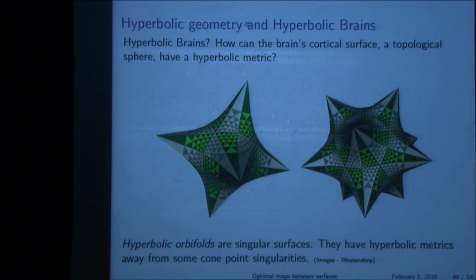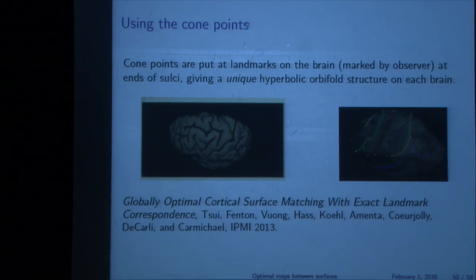This is an octahedron, I think, and this is an icosahedron, and they have nice, smooth hyperbolic metrics, except that there are certain singularities where the angle adds up to less than 2 pi. So what we did was we took brain surfaces and made them into orbifolds. I think we picked out 28 points corresponding to the endpoints of these sulci.